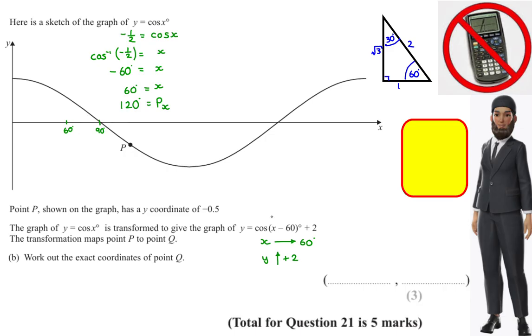So when we apply that, we've got the x value of P over here. To get our Q value, let's write it down. Our Q x value is going to be 120 plus 60, which will give us an answer of 180 degrees. And for the y value, the y value of P was minus 0.5, so let's write that down, and we need to add 2 to that. This should give us an answer of 1.5.